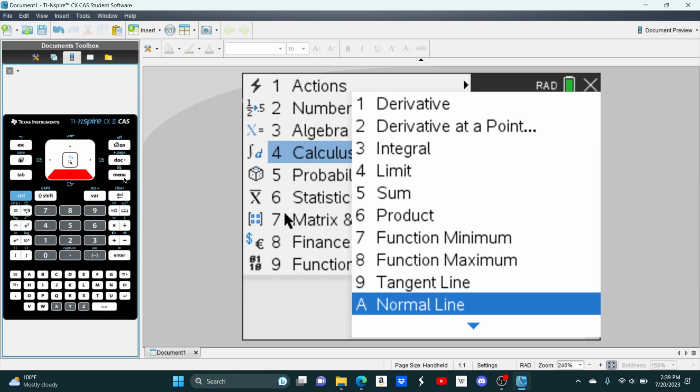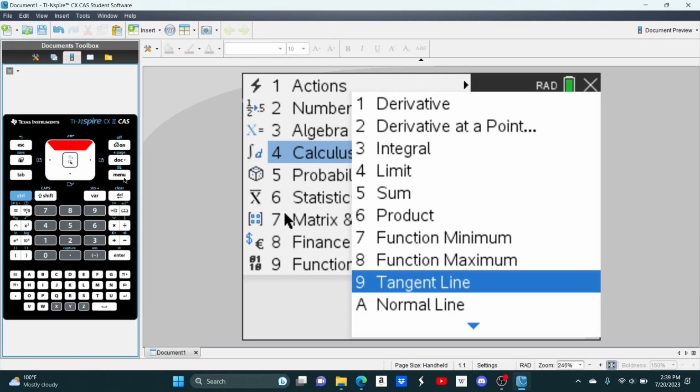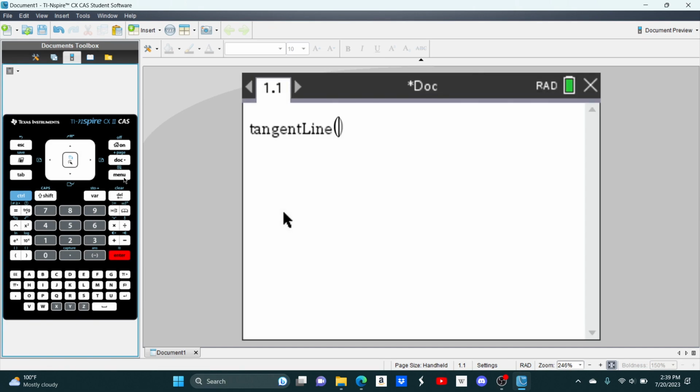Once again, you can find that on your own. This is mainly purely how to use the calculator. So number 9, let's use tangent line. I'm going to keep using x squared just because it's a nice round function. Let's say we want to find the equation of the tangent line to x squared at x equals 3. So I would type in x squared and then comma x.